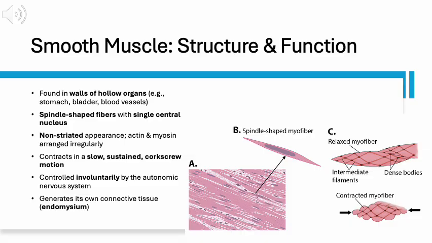Smooth muscle is controlled involuntarily by the autonomic nervous system and can maintain tone for long periods without fatigue. Think of how blood vessels stay partially contracted to regulate blood pressure. Interestingly, smooth muscle also produces its own connective tissue, called the endomysium, which helps support and integrate it into organ walls.